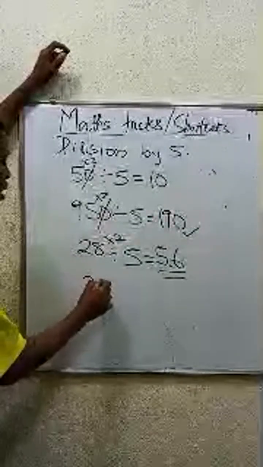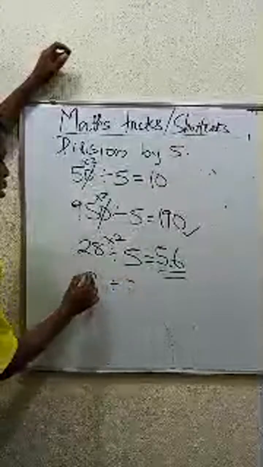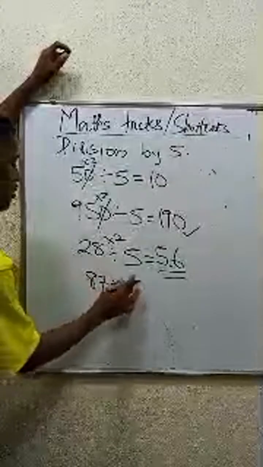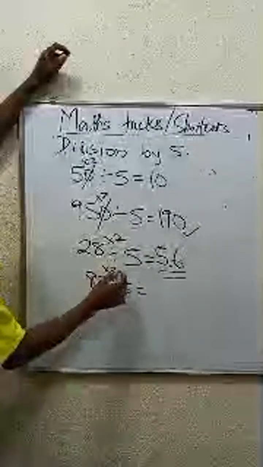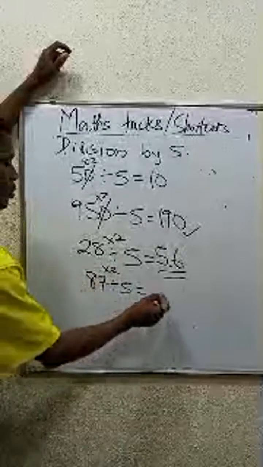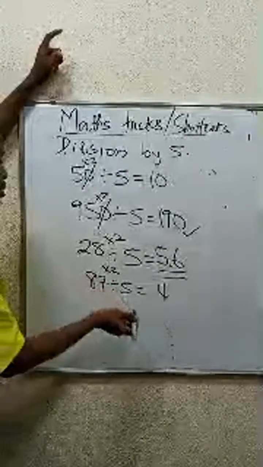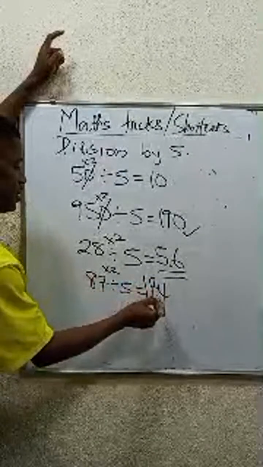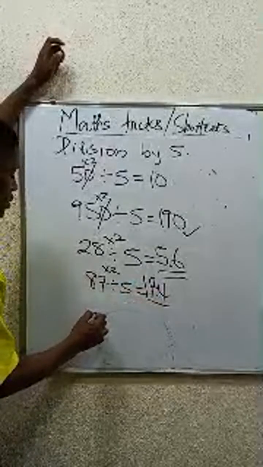Now 87 divided by 5. All you have to do is multiply 87 by 2. 2 times 7 is 14, so you write 4. 2 times 8 is 16, plus 1 is 17. You write 17. Shift the decimal once: 17.4. Very simple.